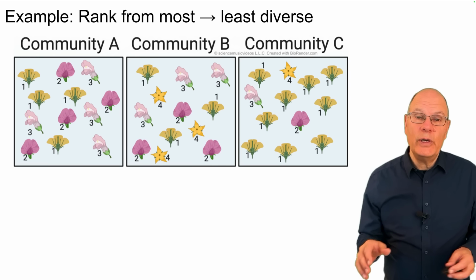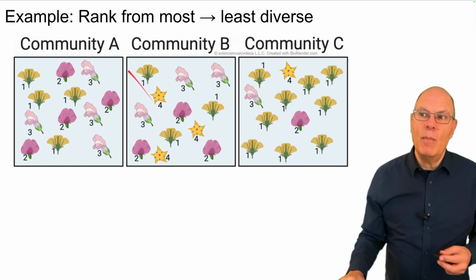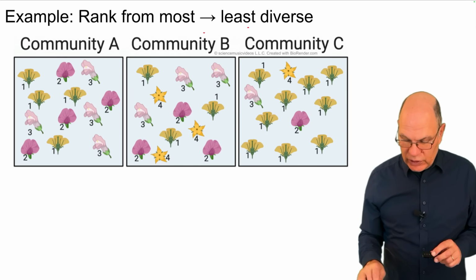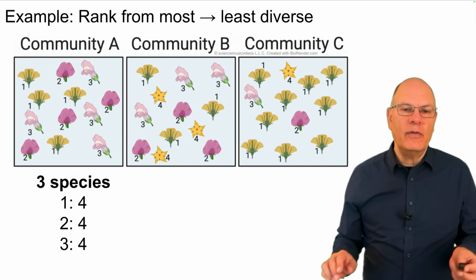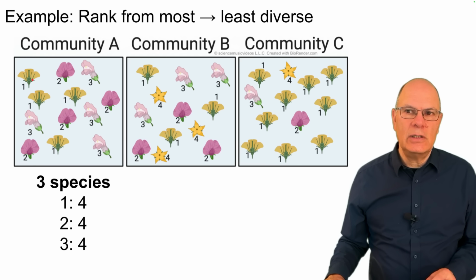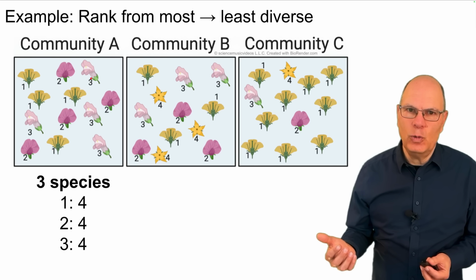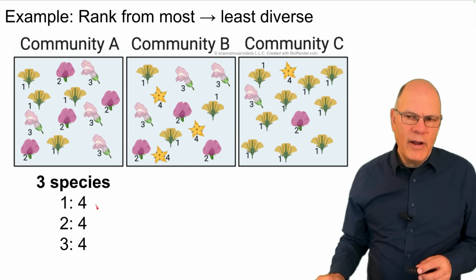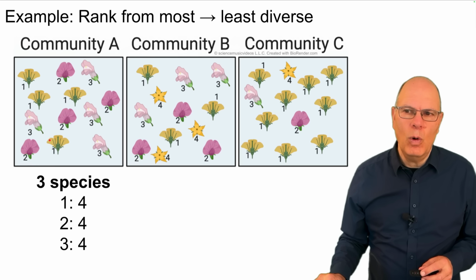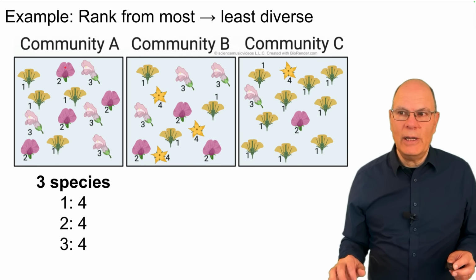So what we're going to do is we're going to rank these three plant communities from most diverse to least diverse. And to do that, we're going to do some counting and analysis. If you look at Community A, it has 3 species, 1, 2, and 3. And in terms of the number of individuals in each one, they're very evenly distributed. There are 4 individuals of species 1, 4 of species 2, and 4 of species 3.